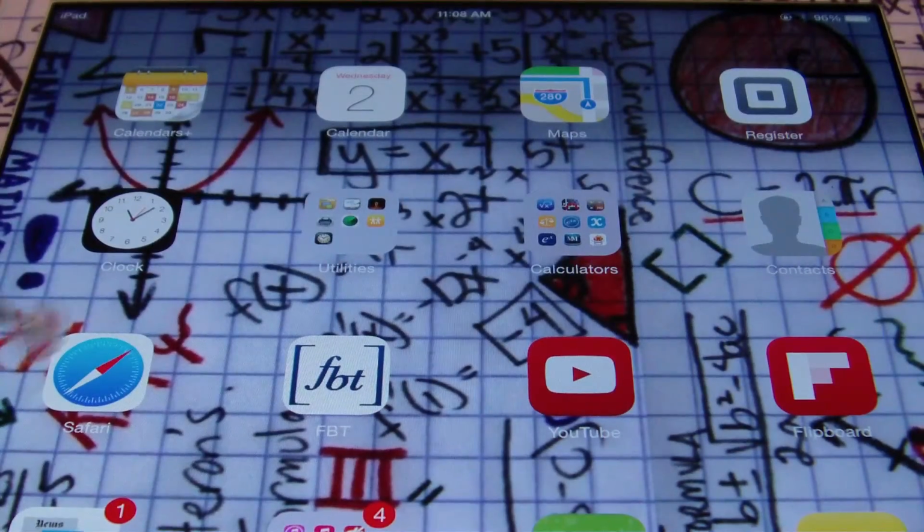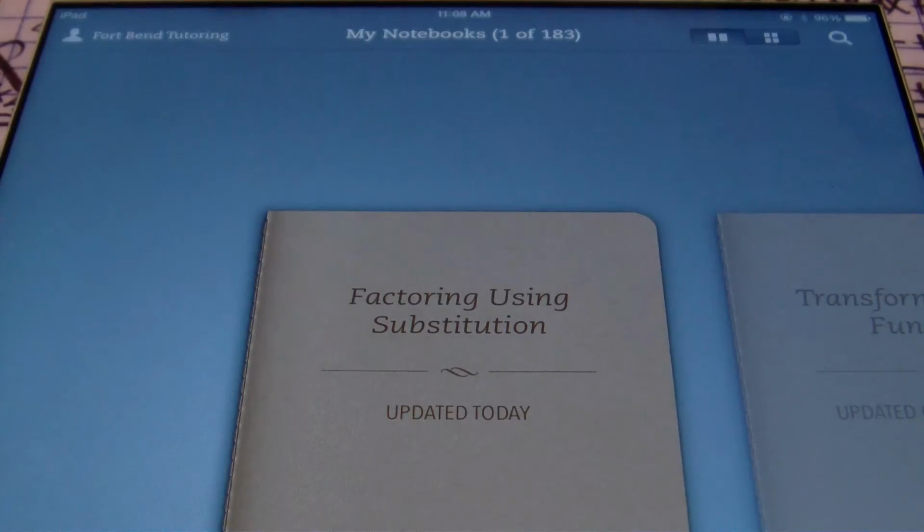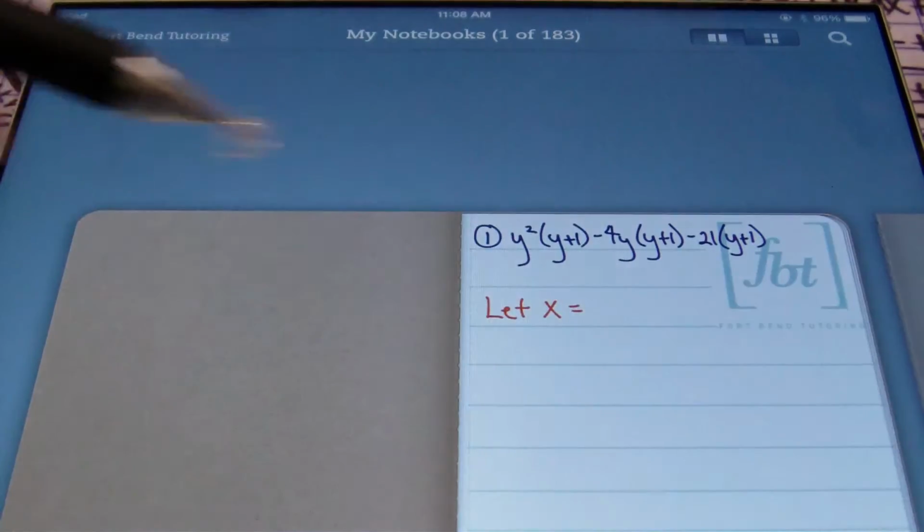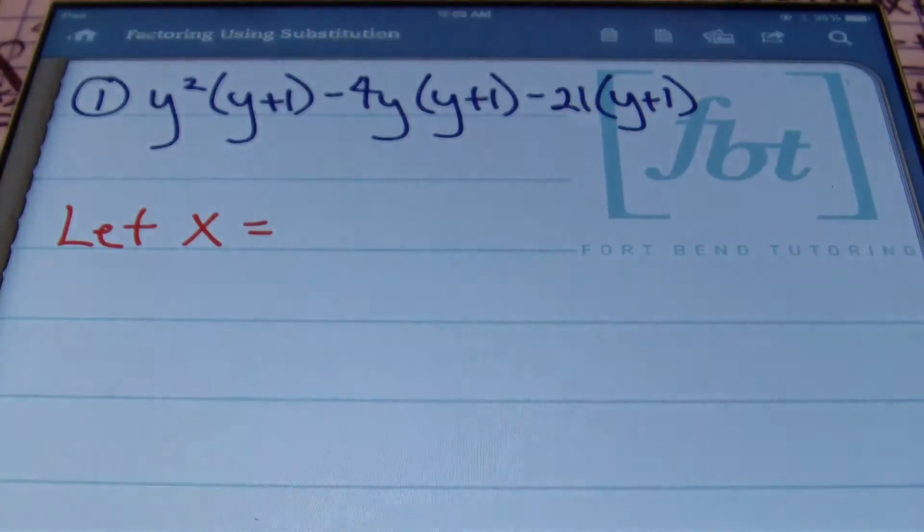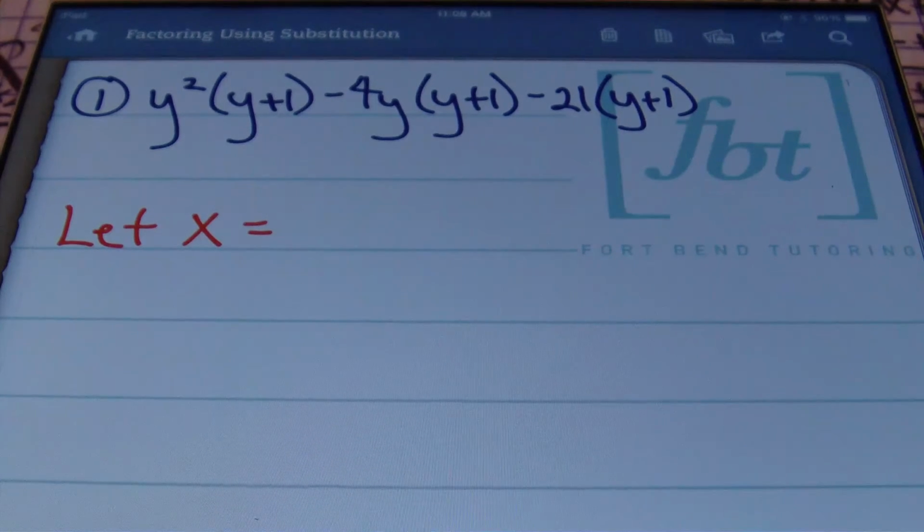Hello, ladies and gentlemen. This is Mr. Witt with Fort Bend Tutoring, FBT, with a lesson today on factoring using substitution. That's right. There are some times when you're asked to factor that the expression just looks a hot mess, and you're wondering, what do I need to do in order to solve this problem? Well, I'll tell you that there is a method called substitution that can assist you with that process.